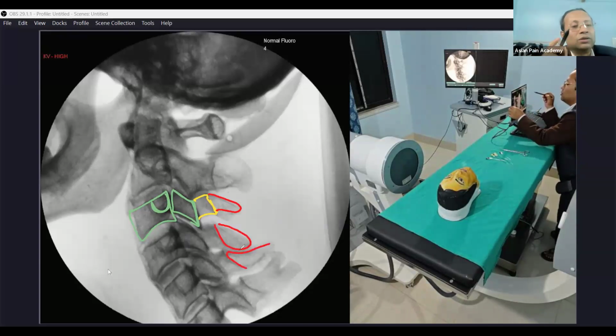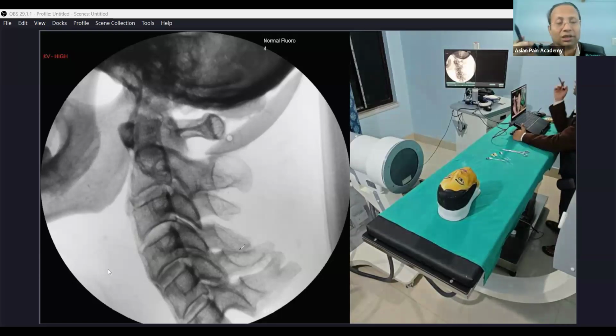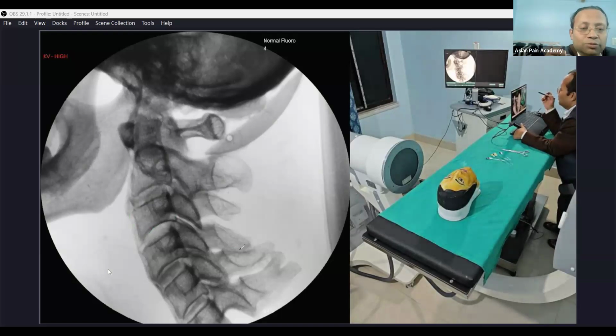So always try to understand that the structures should be seen very carefully. Here in the cervical spine, though we are not seeing the vertebral artery, it should always be in our mind where the vertebral artery can be, because this is the most important and most dangerous structure in all cervical spine procedures. If we puncture that, then the patient may die also.